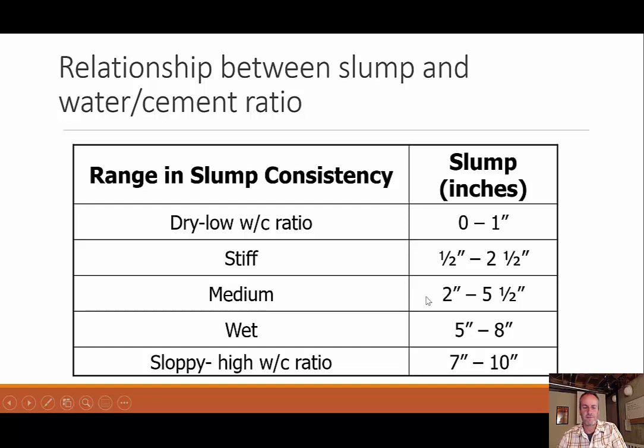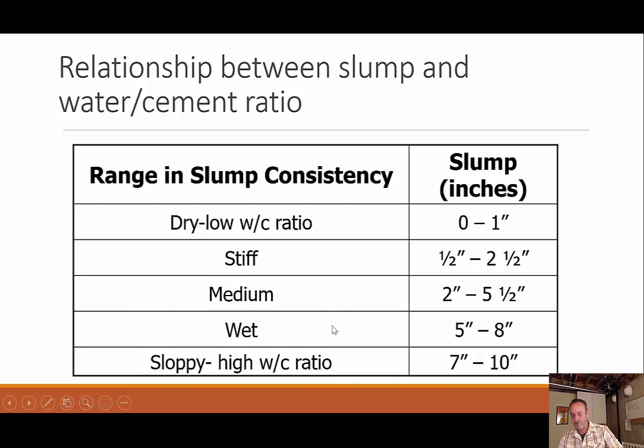So here's the relationship between slump and water cement ratio. Like I said, slump's probably the number one test to test your water cement ratio. If it's a very dry, low water to cement ratio, it's not going to slump hardly at all, like 0 to 1 inches. Very hard to work with. Stiff is still pretty hard to work with, but you'll have a slump of like a half an inch up to 2.5 inches. A medium, that's more normal, like a 2 to 5.5 inch slump, versus wet.